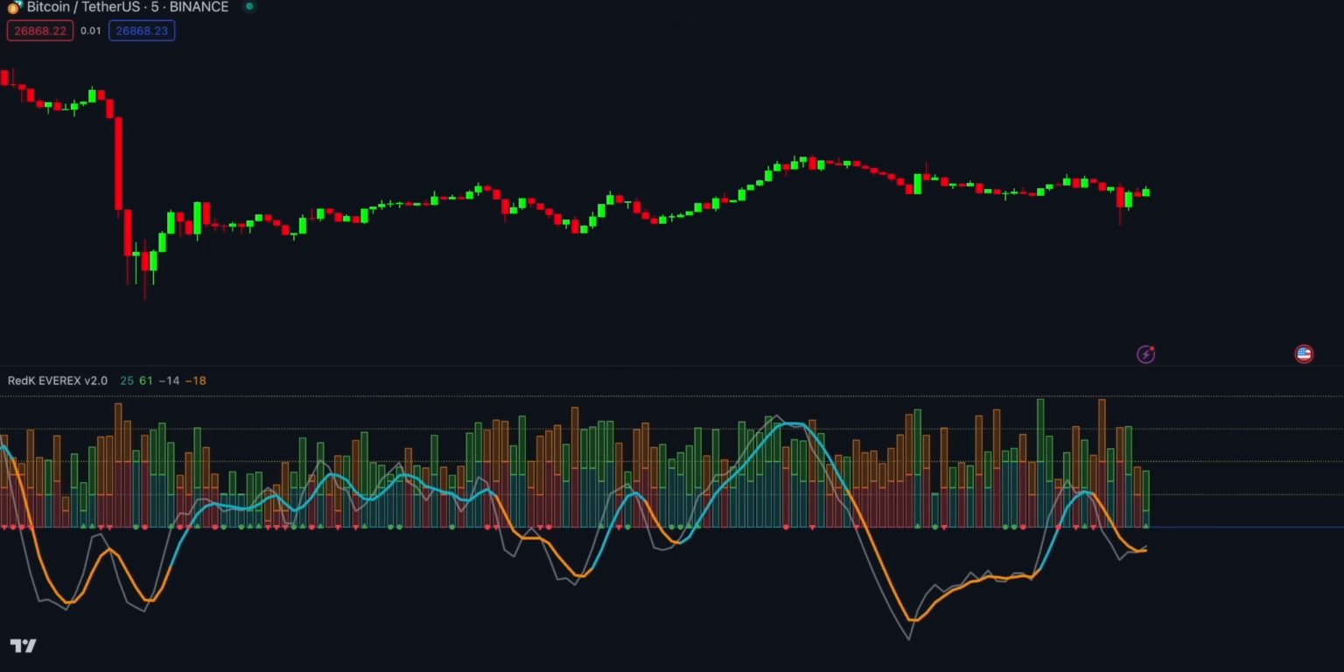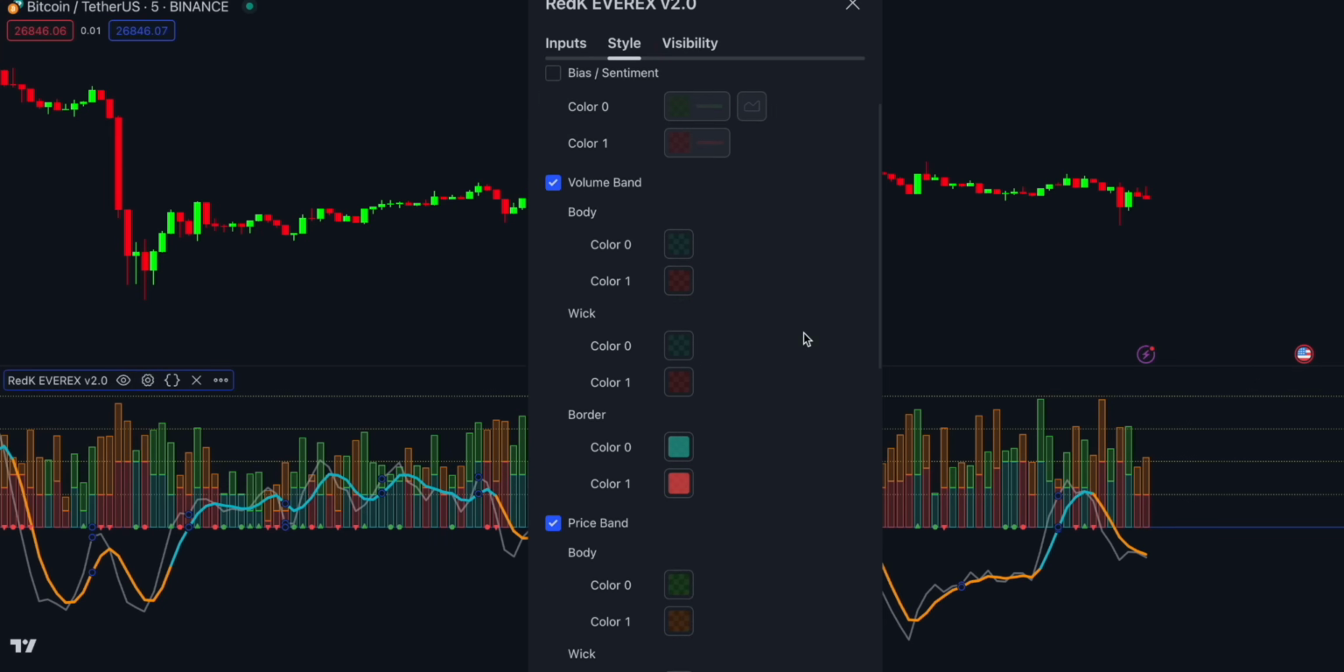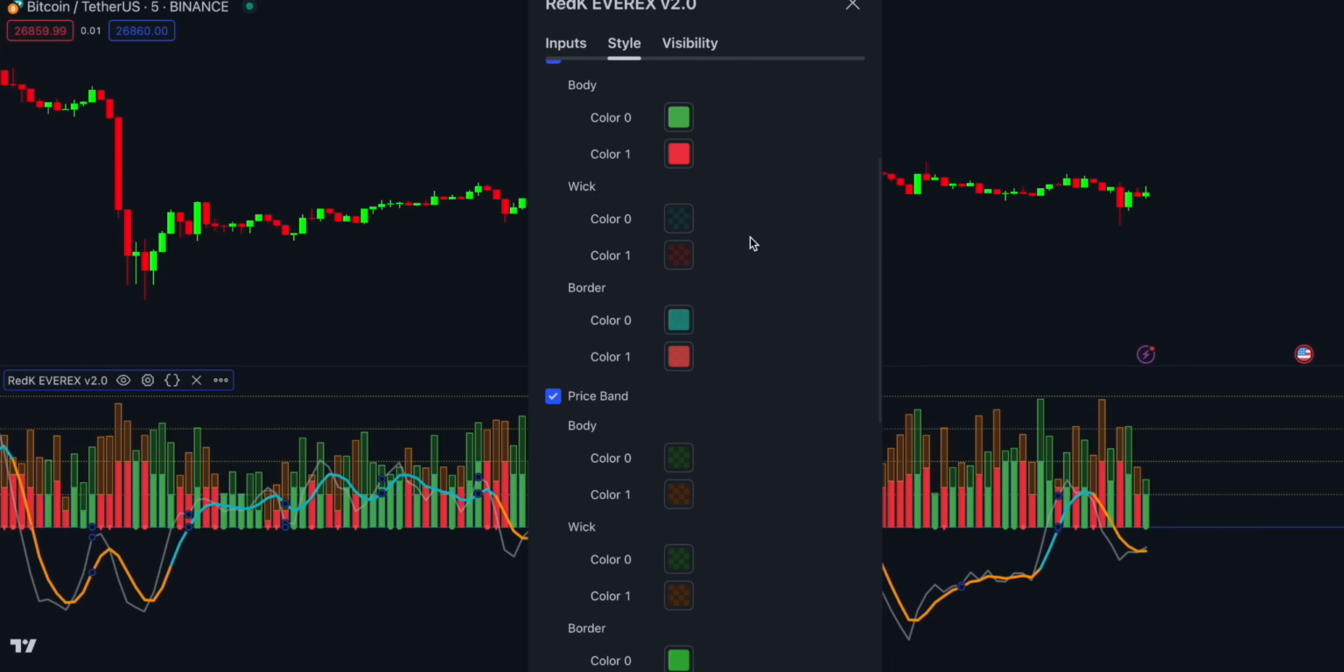Let me now show you how you can apply the features of this indicator in practice. But first of all, let's access the indicator settings and open the style. To make the indicator easier to read, let's increase the opacity of its components.